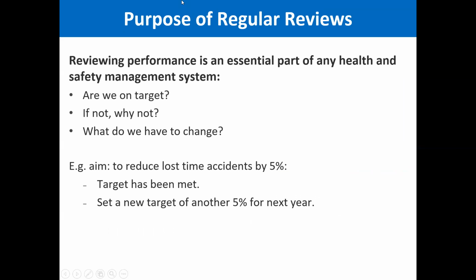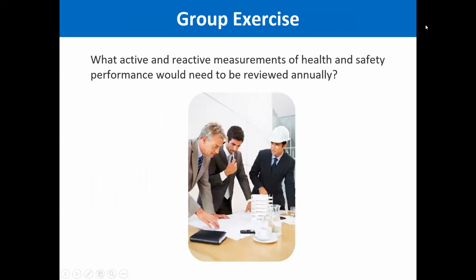Okay, purpose of regular reviews. Regular reviews, basically, are a very important part of the health and safety management system, and they ensure that we are on target. And if we are not on target, why are we not on target? And why do we have to change? Okay. For example, the aim or target was to reduce the lost time accident by 5%. If the target has been met, good, and we set a new target for 5% in the next year as well. So this is what we do in reviews.